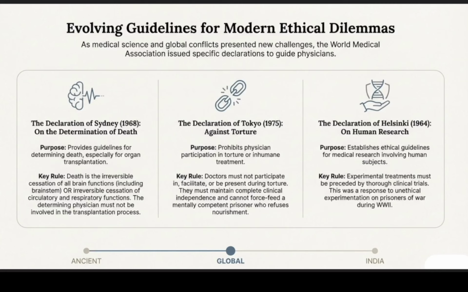Apart from this, there are a few other guidelines. We have the Declaration of Sydney, which is on the determination of death. They provide guidelines for determining death, especially for organ transplantation. Then we have the Declaration of Tokyo in the year 1975, which is given against torture.